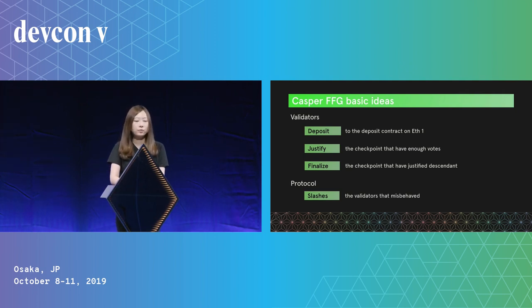We also know that a misbehaving validator will get slashed. So what is slashing? Slashing is when the protocol deducts the validator's balance.